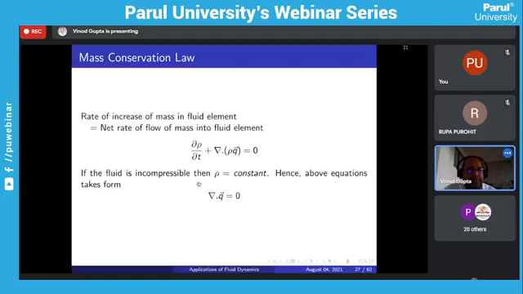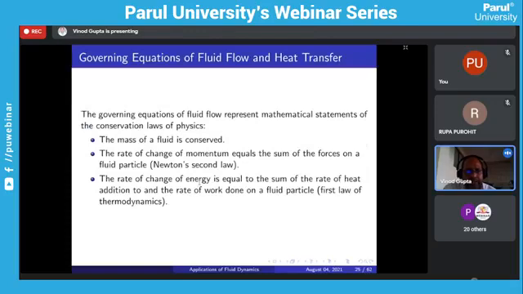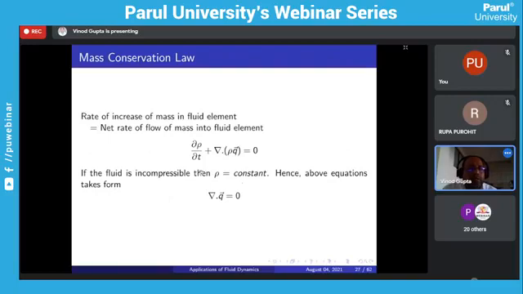So we will see the first, mass conservation law, because if the fluid is in motion, then we have seen here the first is that mass of fluid is conserved. So what is the mass conservation law? The rate of increase of mass in the fluid element is equal to the net rate of flow of mass into the fluid element. It means the mass entering from one region should be equal to the outflow of the mass. So that is your equation of continuity, and that is also known as the mass conservation law.